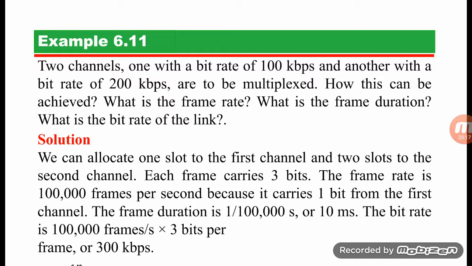So each frame will carry how many bits? 3 bits. The unit is 1 bit, each frame will carry 3 bits. The frame rate is 100,000 frames per second. Why? Because now you see, I have 3 of 100. So the frame rate is going to be the same as the input bit rate. The frame duration is the reciprocal of 100,000, which gives you 10 microseconds. The bit rate is 100,000 frames per second, and each frame has 3 bits, so it becomes 300 kilobits per second as the output bit rate.